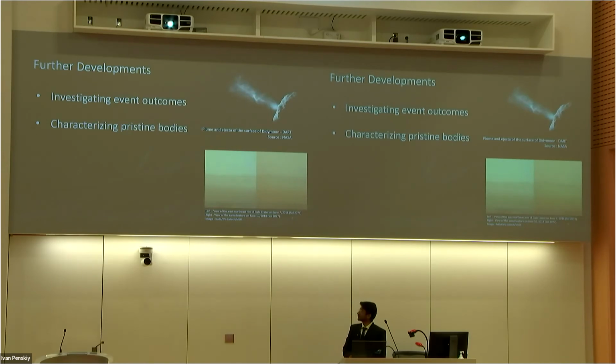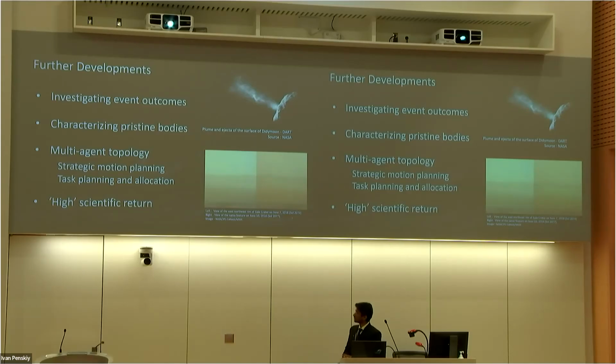Such an approach is not just feasible for such bodies, but also to investigate event outcomes. For example, in the mission scenario where we shall be impacting the surface of Dimorphos, the simulation of the plume ejected from the surface can be strategically mapped if we are able to place these multiple agents in positions which are near optimal to be able to study the event closely, as well as the multi-agent topology that we have has been identified to have to be developed on strategic motion plans, as well as quite efficient task planning and allocation.